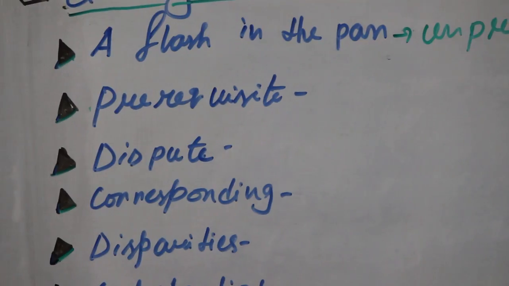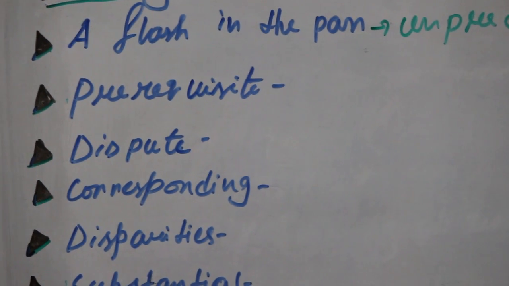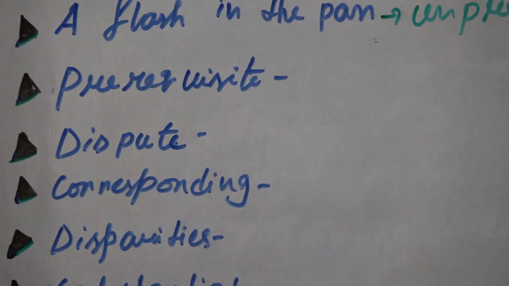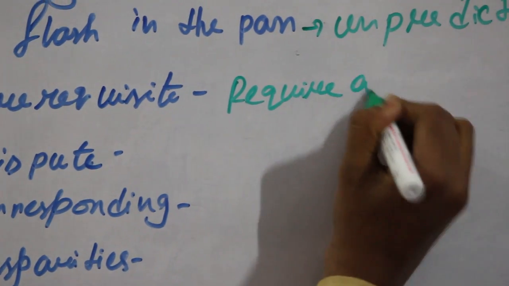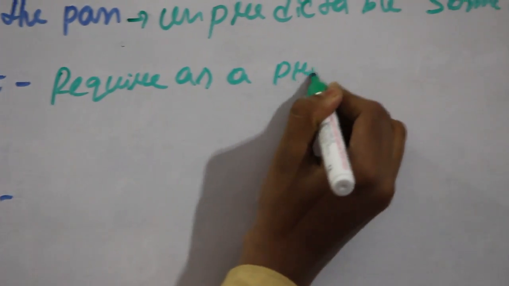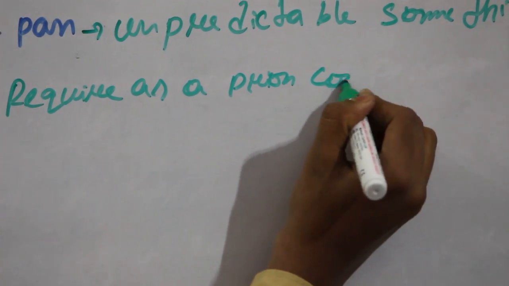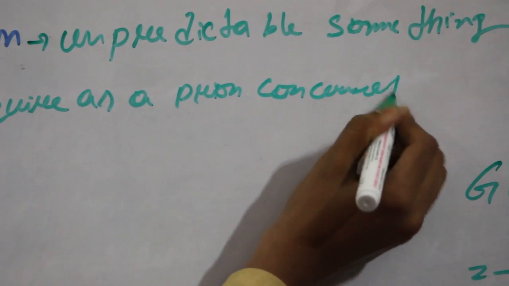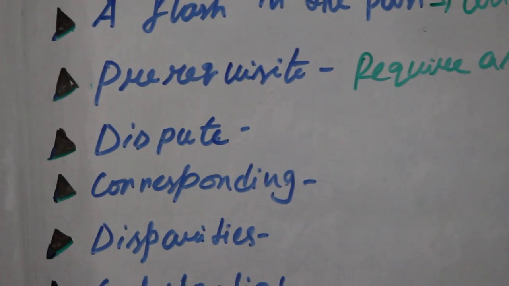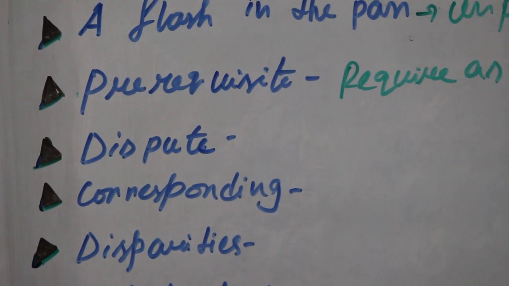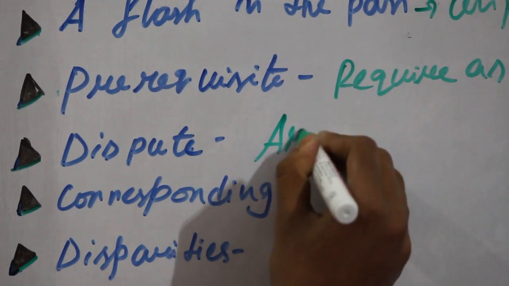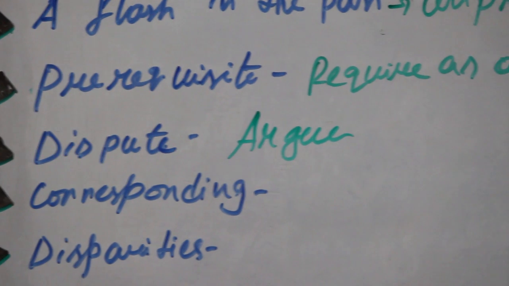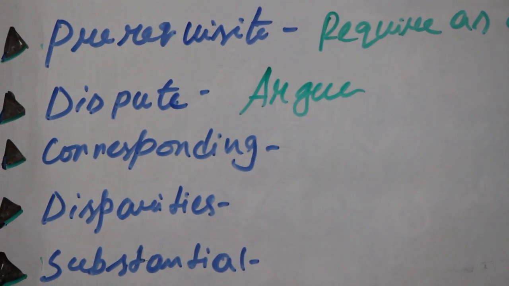Prerequisite means required as a prior concern. Next one is dispute. It's a very easy one. Dispute means disagree or argue or moot. Argue. Next one is corresponding. It's also an easy one. Similar.